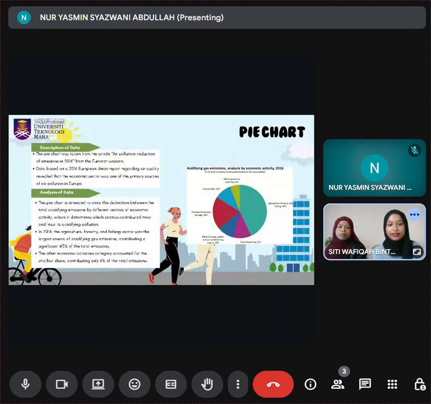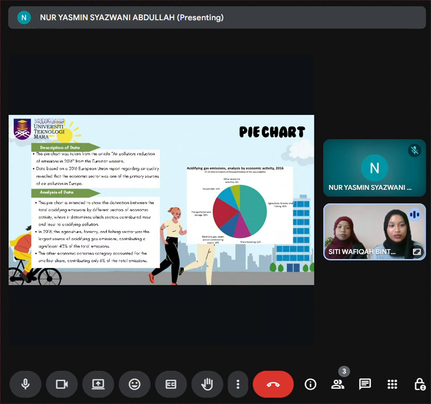Now, let's take a look at our first chart. This pie chart is from the Eurostat article titled Air Pollutants Decrease in Emissions in 2016. It highlights the distribution of acidifying gas emissions by sector in the European Union.